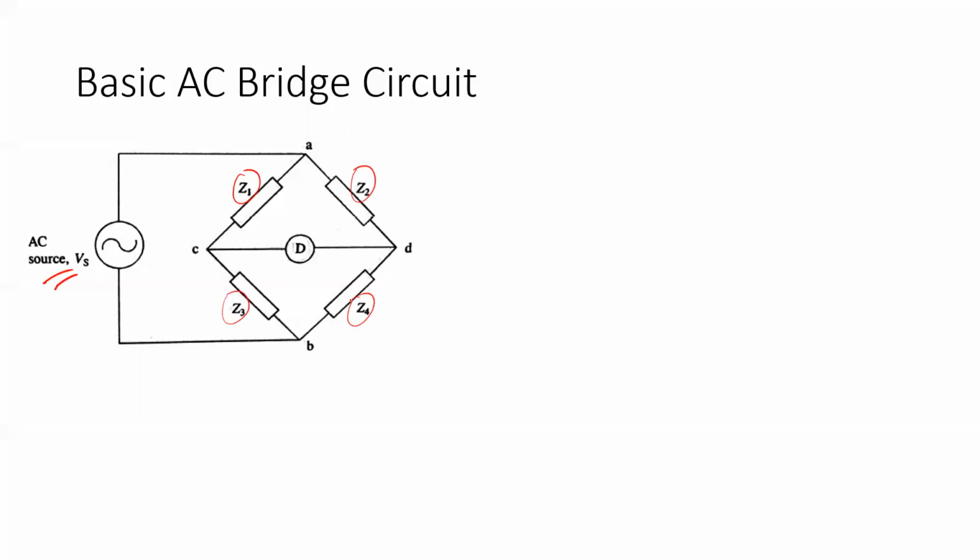And similarly, with respect to some known quantities, suppose this is our unknown arm. We would try to determine the values of the inductance or capacitance or the total impedance connected in this arm by varying some of the other impedances and achieving null deflection in this detector.